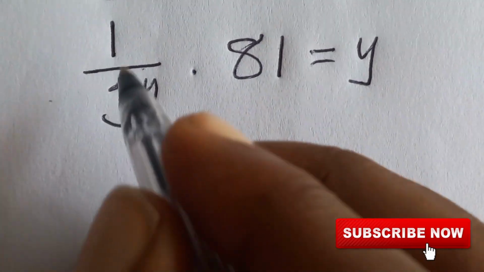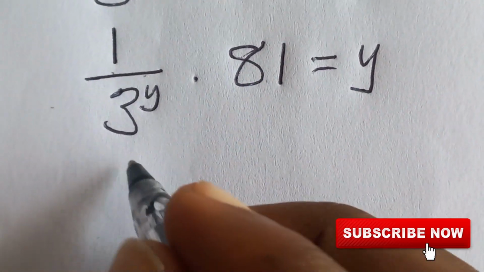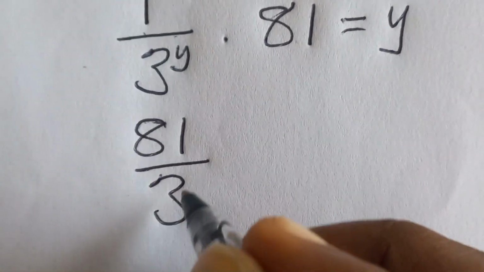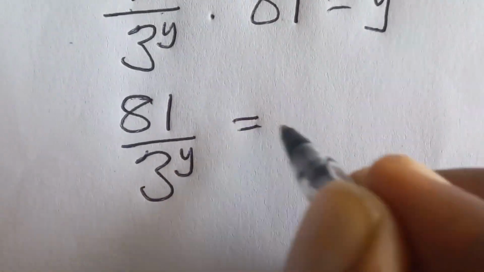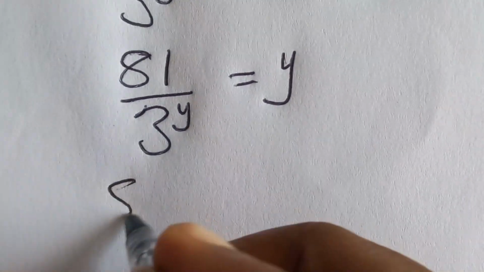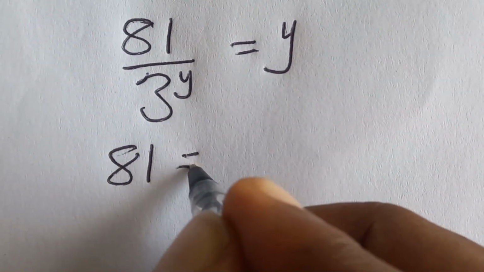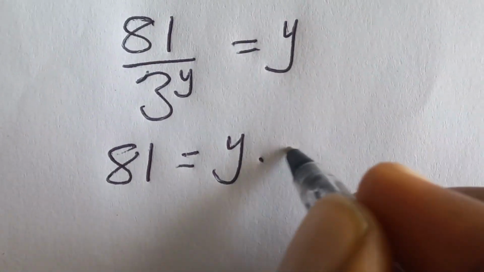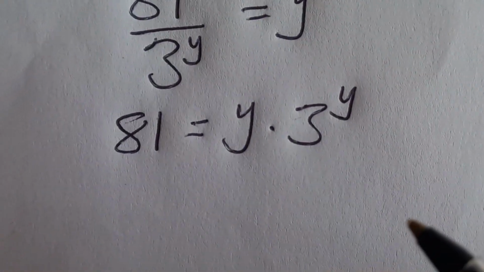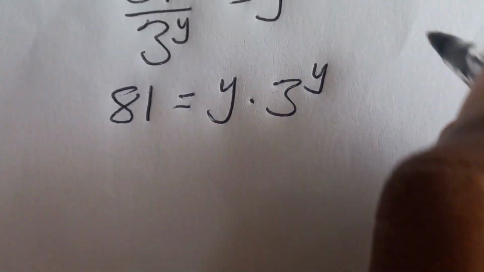Okay, and now 1 times 81 is 81 on 3 exponent y is equal to y. From here, you can say that 81 is equal to y multiplied by 3 exponent y.